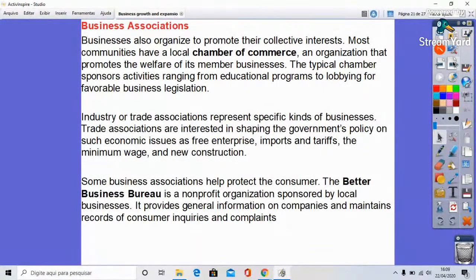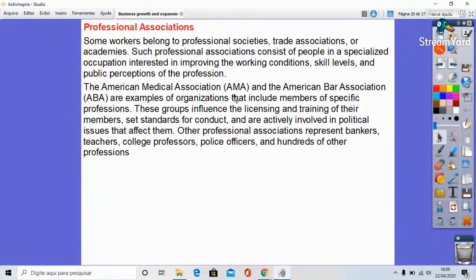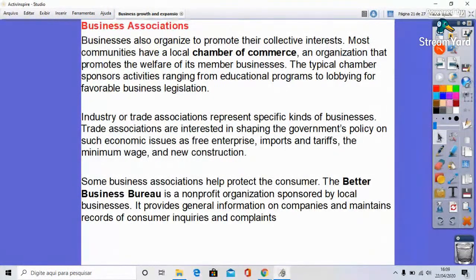Business associations, they also organize to promote their collective interests. That's what they do. Okay? The AMA, the ABA, they organize to promote their collective interests. Most communities have a local chamber of commerce. What's a chamber of commerce? It's an organization that promotes the welfare of its member businesses. The typical chamber sponsors activities ranging from educational programs to lobbying for favorable business legislation. Remember, lobbying is when they go to the Congress and they put a certain pressure on our politicians so they can get favorable business legislation.